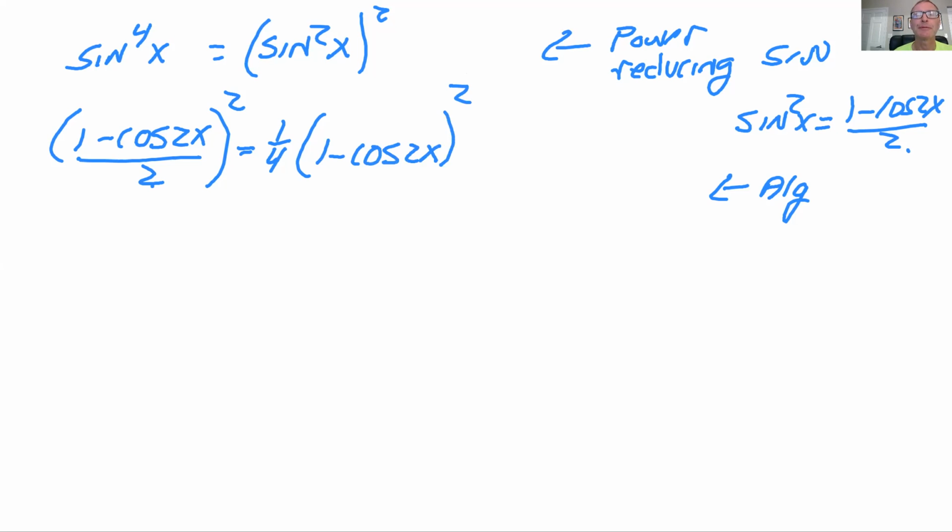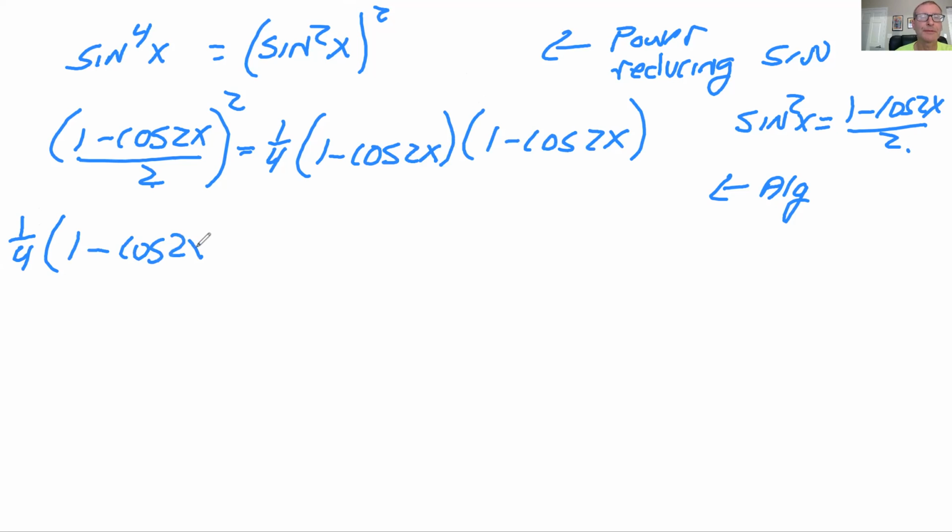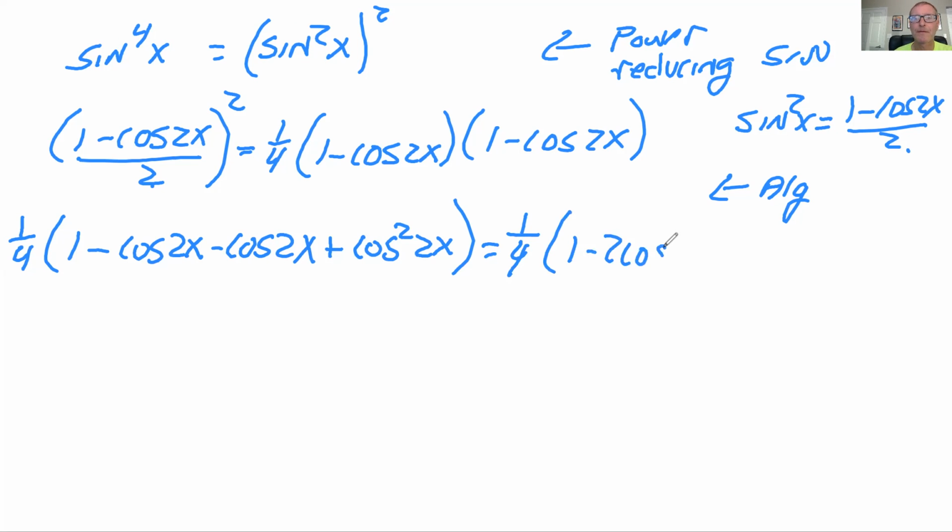And remember what the square does, right? The square would look like you multiply it together twice. So let's just walk through that. So that'd be 1/4 times 1 minus cosine of 2x minus cosine of 2x. And then when you multiply these together, we get plus cosine squared of 2x. So let's just combine like terms. Cosine squared of 2x.